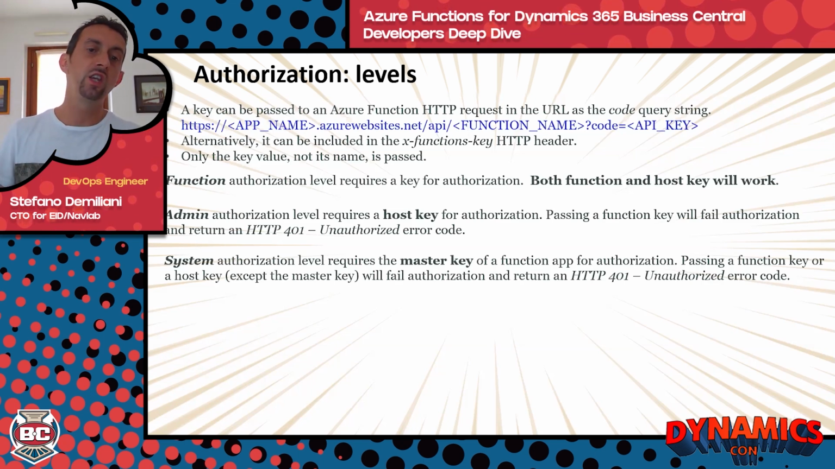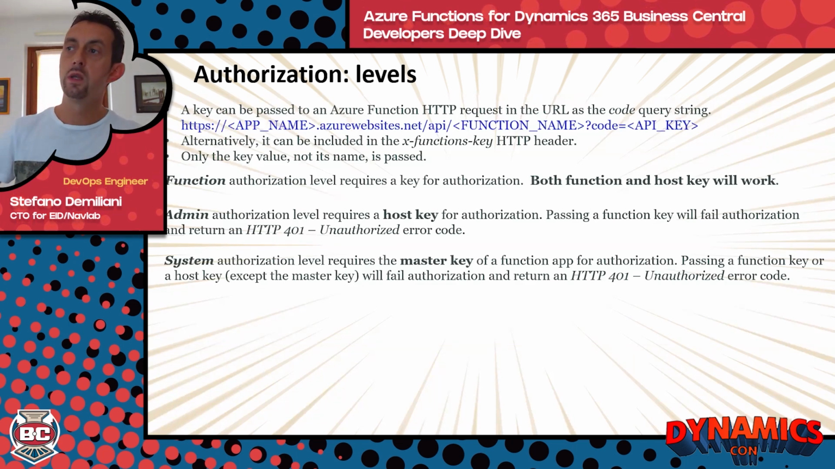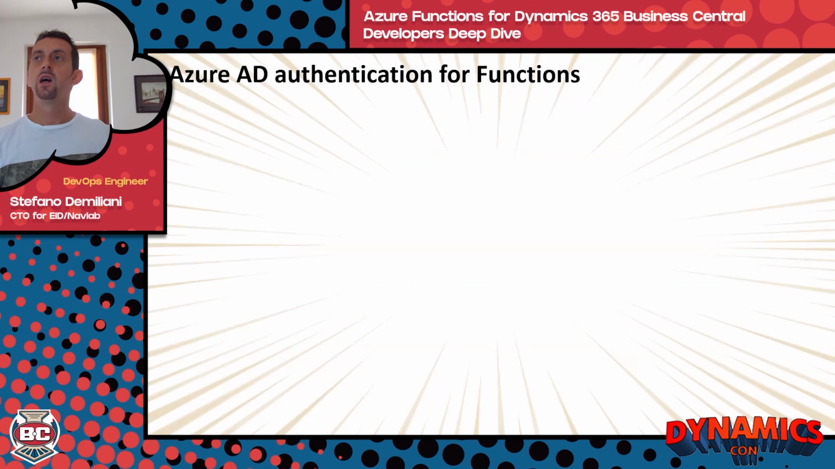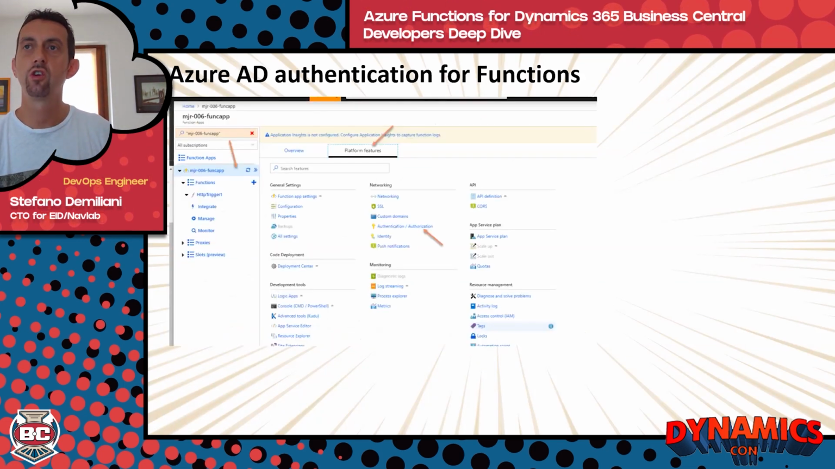If you have selected the system authorization level, I don't recommend using system, but if you select that, you need to provide what is called the master key. Otherwise, the other keys will never work. So just remember that. And if you want more security, you can also use Azure AD authentication for functions, so Azure Active Directory.